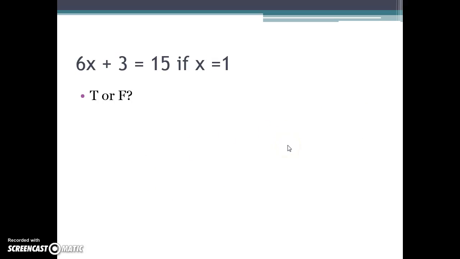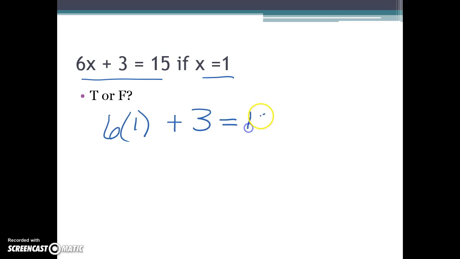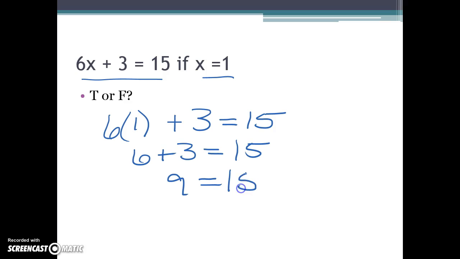So, true or false? Is this a true statement if x is equal to 1? Let's plug and chug. Let's insert 1 there for x. 6 plus 3, does that equal 15? I got a bad feeling. My gut's saying this is a no. That is not true. This is a false statement.